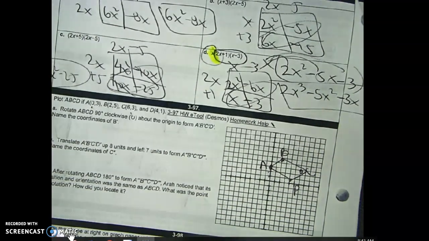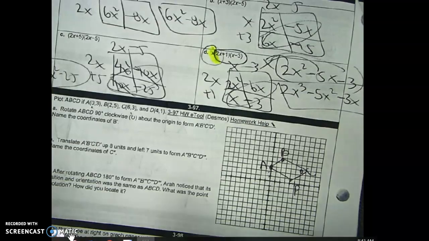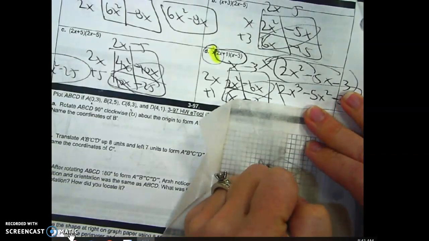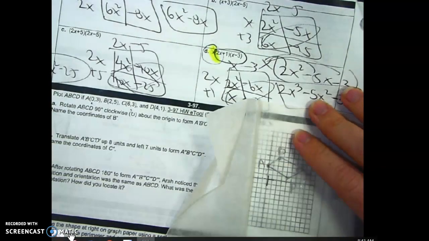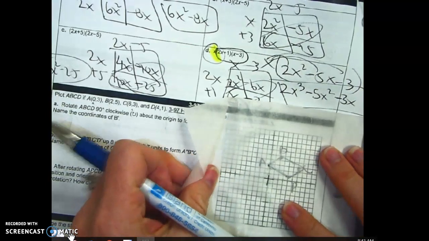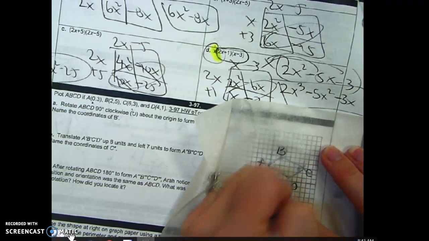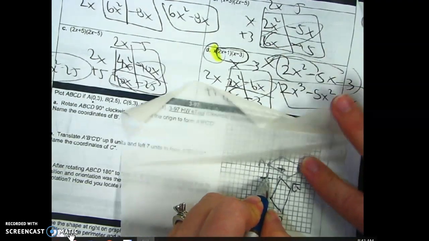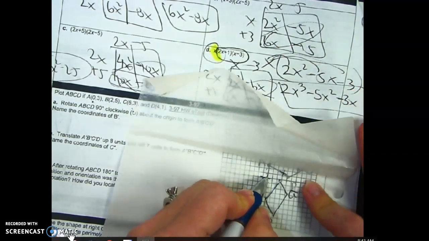Okay, so one way you can do that is you can get your patty paper. What you do is you make an X, you trace it. Sorry, did it work? Now you can kind of see it. So A, B, C, D, and you rotate it 90 degrees. So that's one way to do that problem.